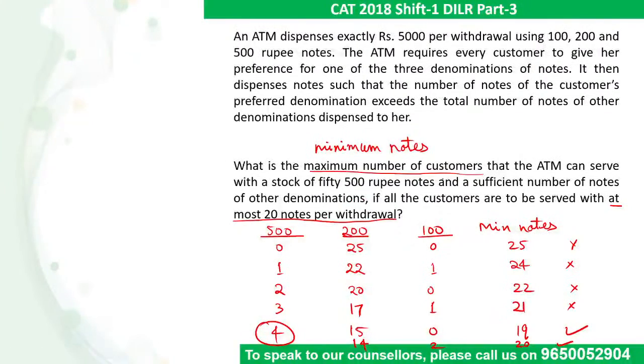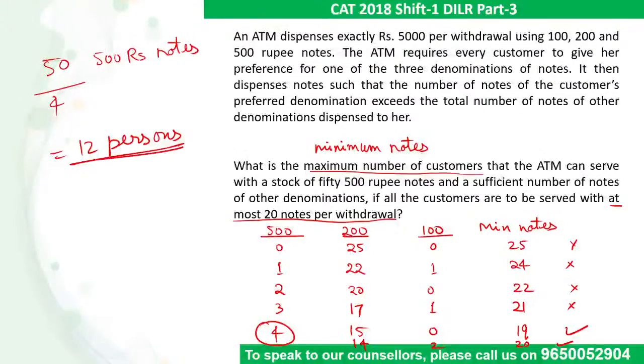Right. So how many maximum customers can I serve? There are 50 notes of 500, and minimum I have to give 4 notes per person. So I can serve 12 persons. I can serve 12 persons using this scheme. Alright.